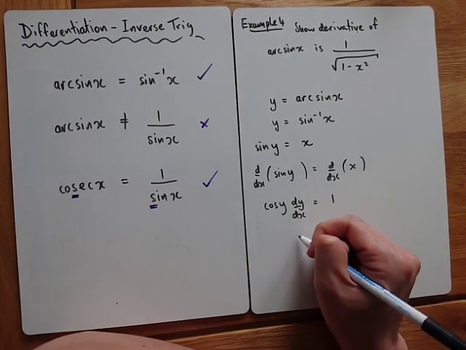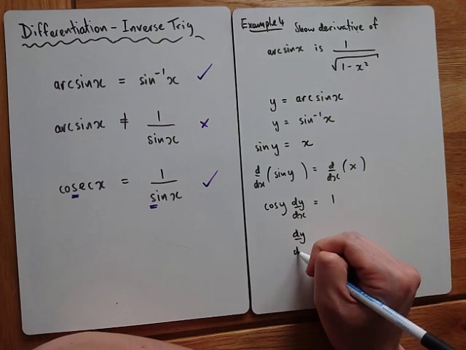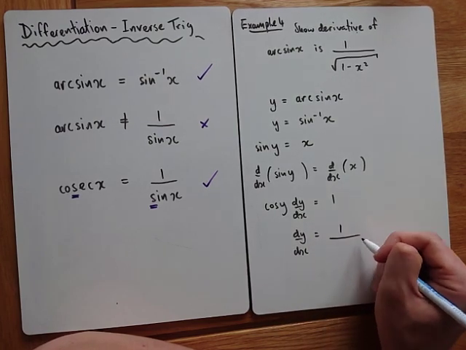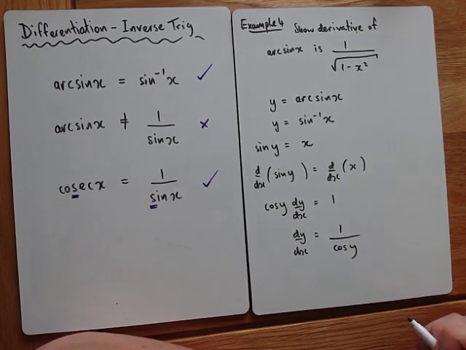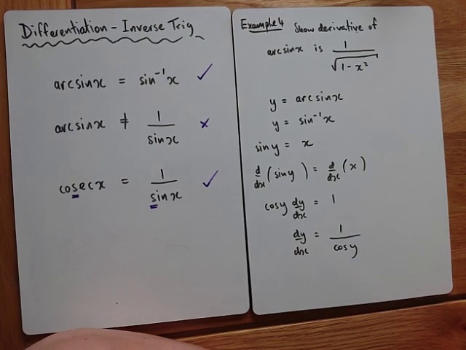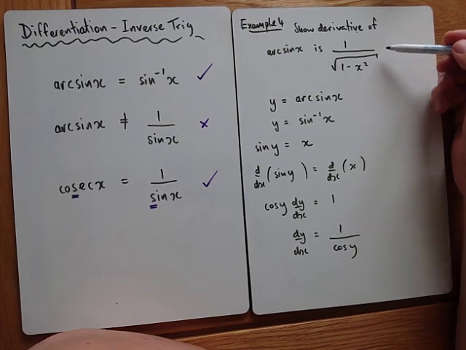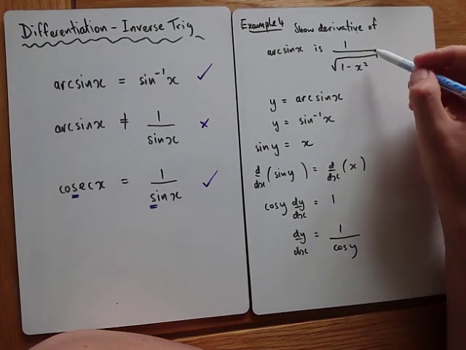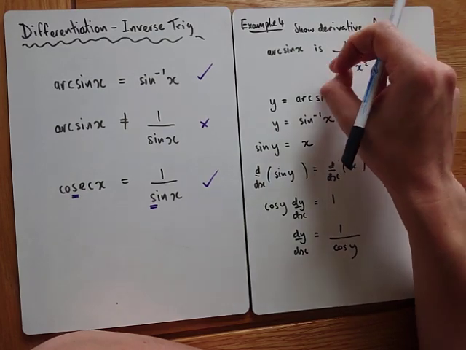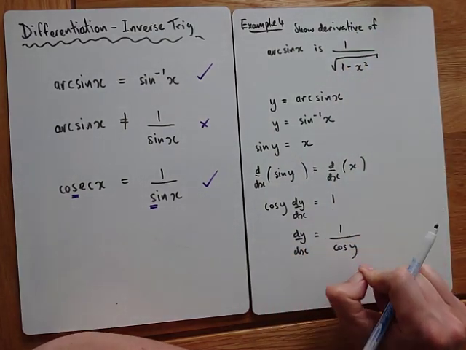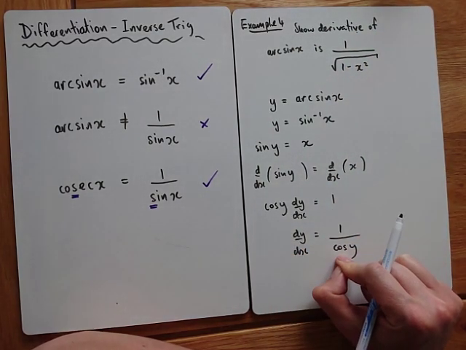So what we've got is dy by dx is equal to 1 over cos y, and you might think, yes, I've done it, I've differentiated it, but look at the answer. The answer that we're trying to get to is in terms of x, and the answer that we've currently got is unfortunately in terms of y.